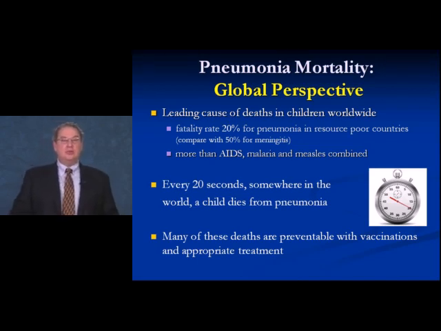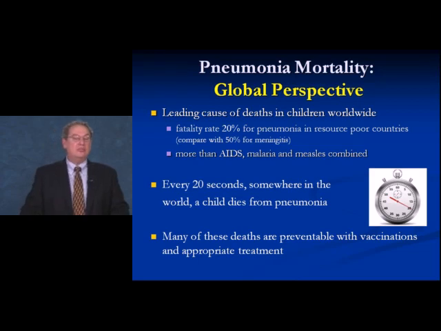Again, looking at the global perspective on pneumonia mortality, it's the leading cause of death in children worldwide, with a fatality rate of about 20% in resource-poor countries, in contrast to the fatality rate for meningitis, which is closer to 50%. So in total, this is more than AIDS, malaria, and measles combined. Every 20 seconds, somewhere in the world, a child dies from pneumonia. And many of these deaths are preventable with vaccinations and appropriate treatment.